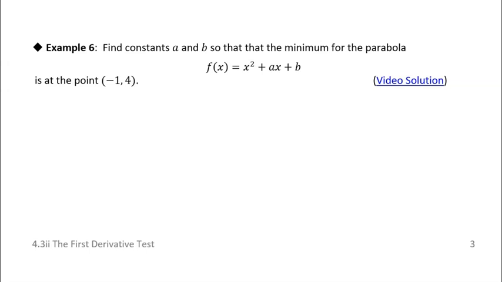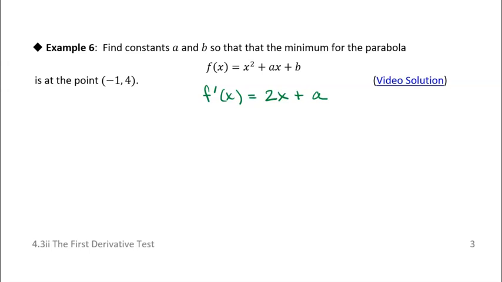So let's go ahead and take the derivative of this. We know that a and b are constants. So if we take the derivative of this, we end up with 2x plus whatever that constant is, a, and then the derivative of b, since it's just a constant, is just going to be 0. Okay, so we got 2x plus a. Now we have to have a critical point when x is equal to negative 1, so that means that the derivative has to be 0 when x is negative 1.